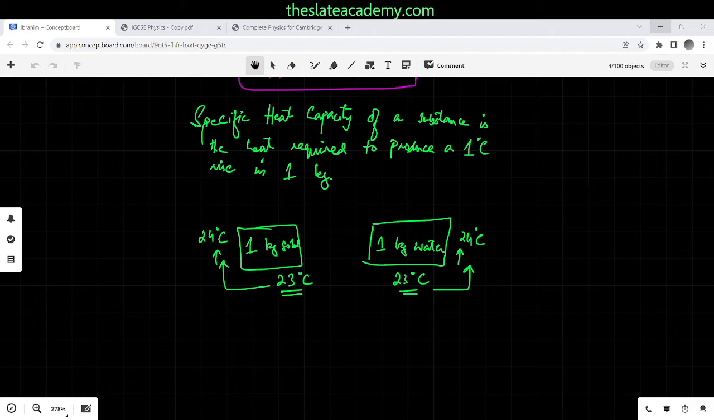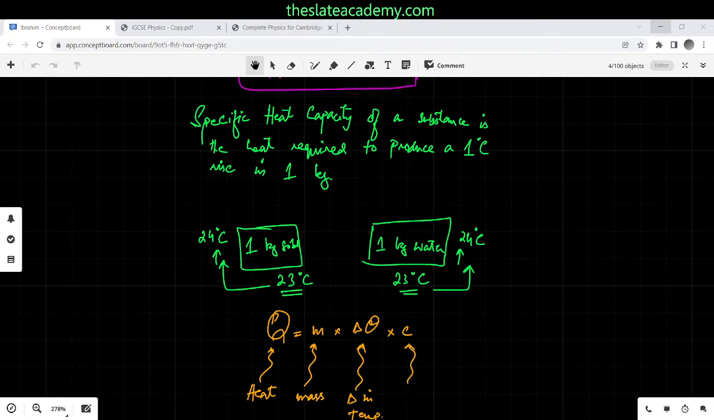All right. In order to elaborate this further, we have got this heat equation, which is Q is equal to M times delta theta times C, where Q is the heat energy, M is the mass of the substance, delta theta is the change in temperature, and C is the specific heat capacity.